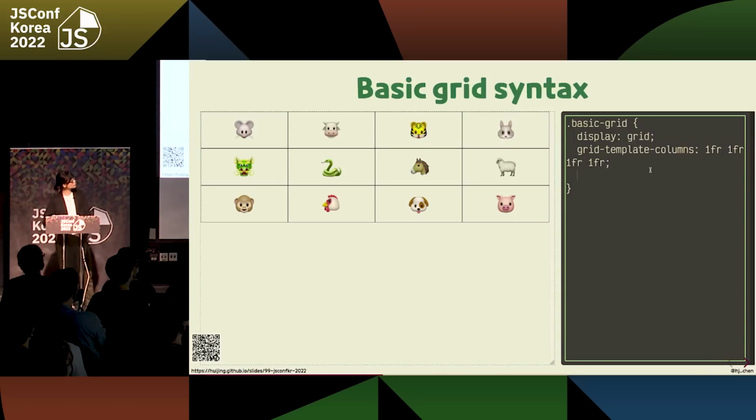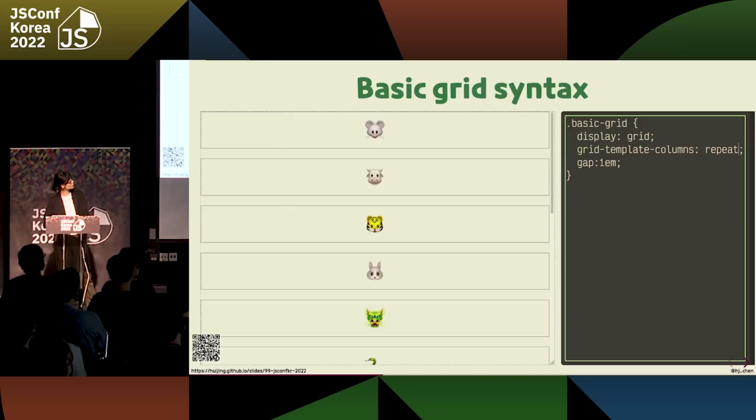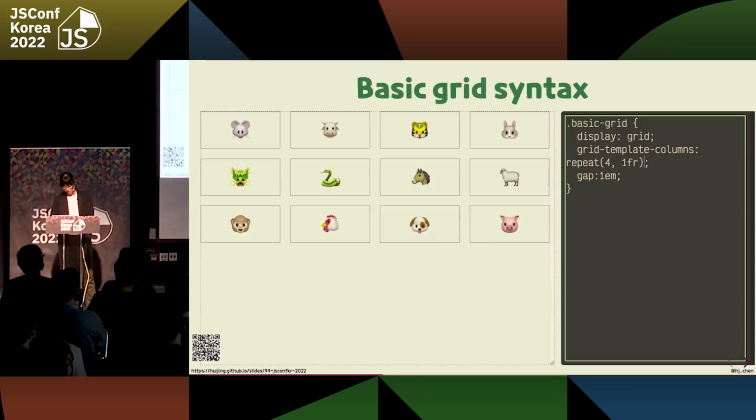Now, if your grid needs to be a little bit more complicated, grid comes with a lot of helpful functions and properties to keep your code neat. So for example, the gap property is a very straightforward way for you to introduce spaces between your grid items. There are also things like the repeat function that can help you dry out your code. For example, if I don't want to type that 4 times, I can do something like this, because it repeats patterns.